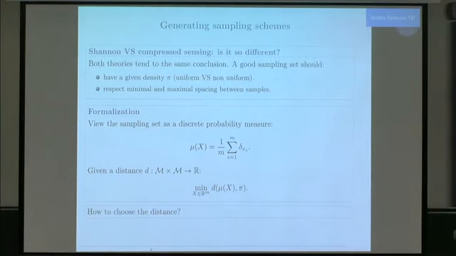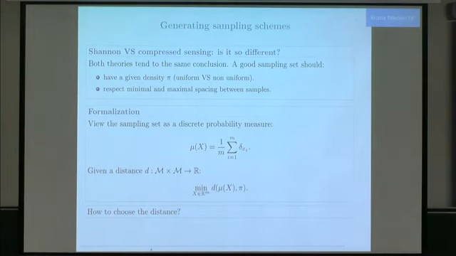So when you say that, you begin to realize that Shannon and compressed sensing theories are not so different, because both theories tell you that a good sampling set should have a given density, so it should be uniform in the case of linear reconstruction, and non-uniform in the case of nonlinear reconstruction, and then they should respect minimal and maximal spacing between the samples.